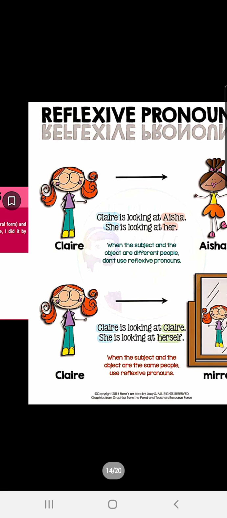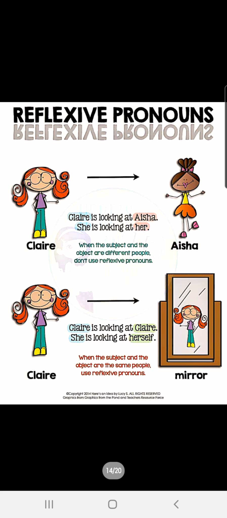Clear? Okay, so let us see this example. It will help you understand it all the more better. Children, in the first picture here you can see Clary is looking at Aisha. Here Clary is the subject and Aisha is the object. So here subject and object are different, children. They are not same. So in place of Clary, you can use she. But for Aisha, you have to use her as a pronoun because subject and object are different. She is looking at her. You cannot use reflexive pronoun here.